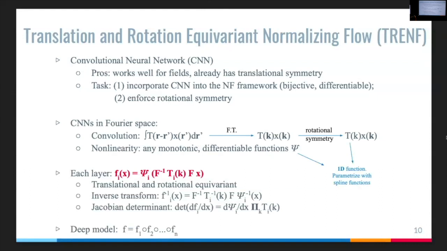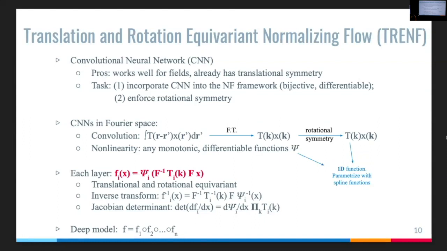So our idea is actually pretty simple. We propose to do the convolution in the Fourier space. Suppose your convolution kernel is T and your data is X. Then in Fourier space, the convolution can be written as the product between your kernel T and data X. And now we say we need to satisfy the rotational symmetry so that this kernel T can only depend on the scalar, the amplitude of the K mode. It cannot depend on the rotation, the angle of the K. So that's the convolution part.